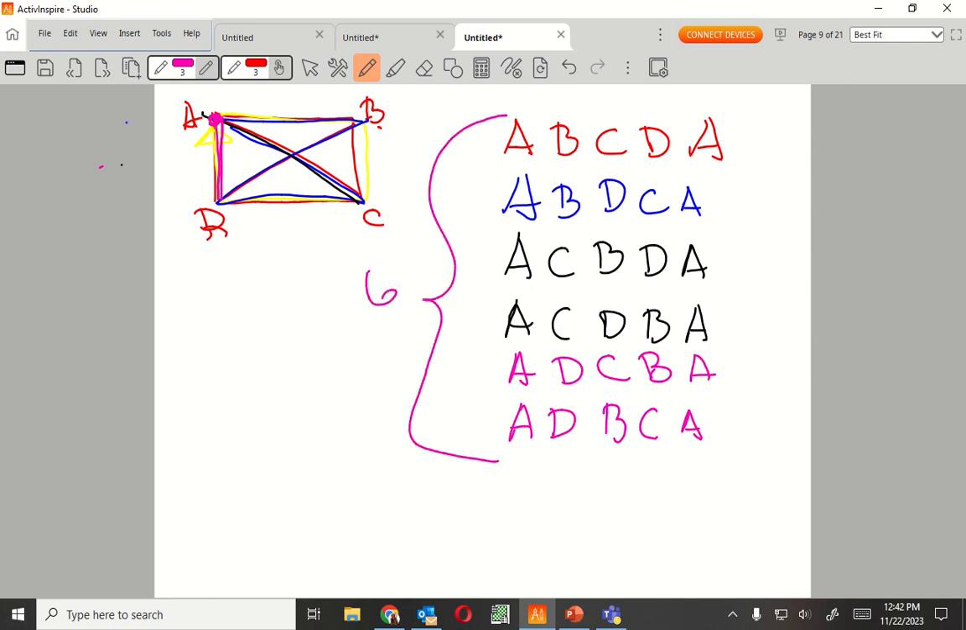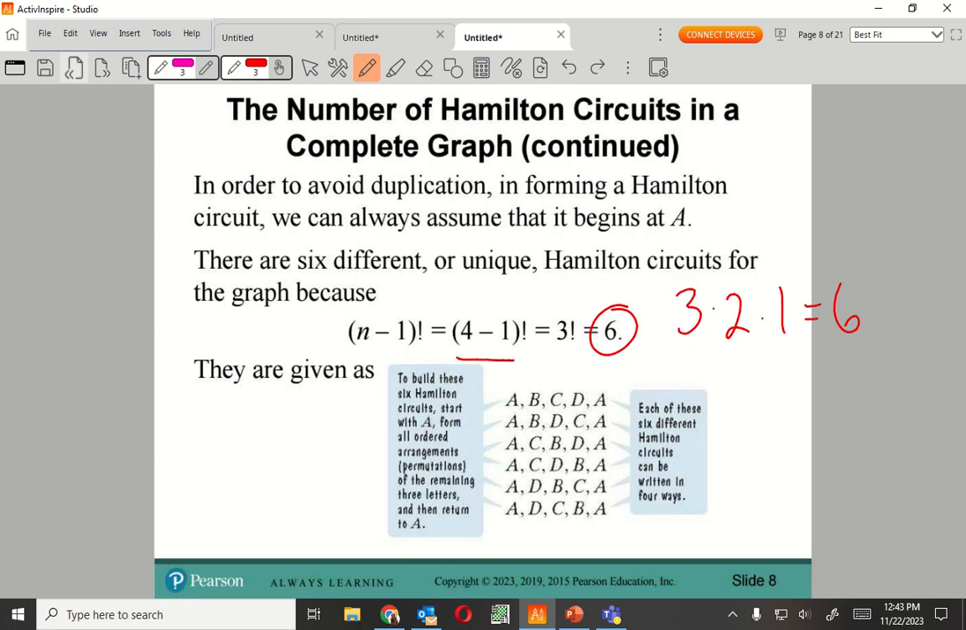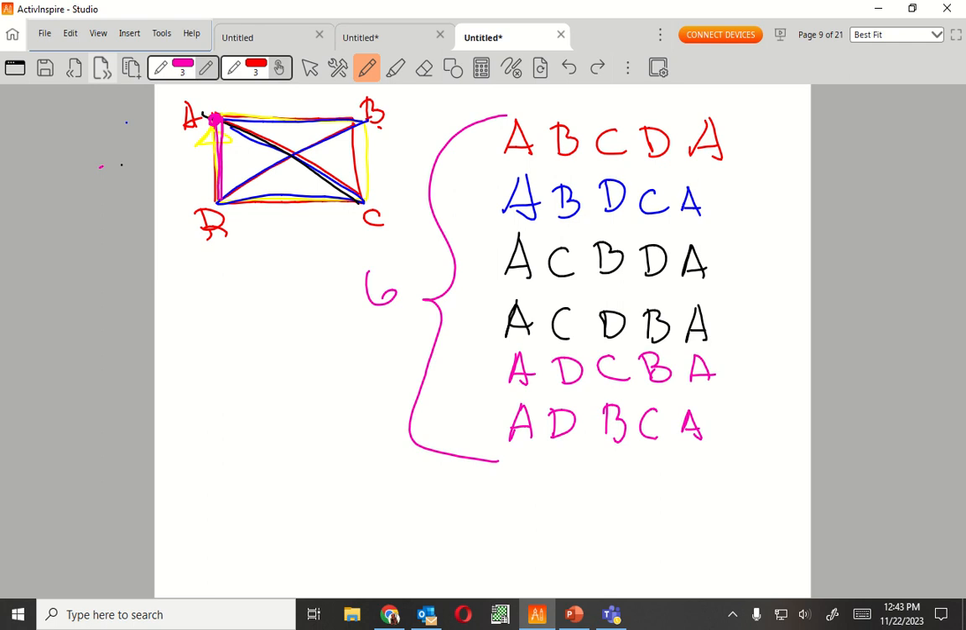I got 6. It's almost like I have a math equation that goes along with that. With our 4 vertices, with a connected graph, I'm going to have 4, okay, which is my n minus 1. That's where I got this right here. This tells me I'm going to have 6 different combinations there. All right.